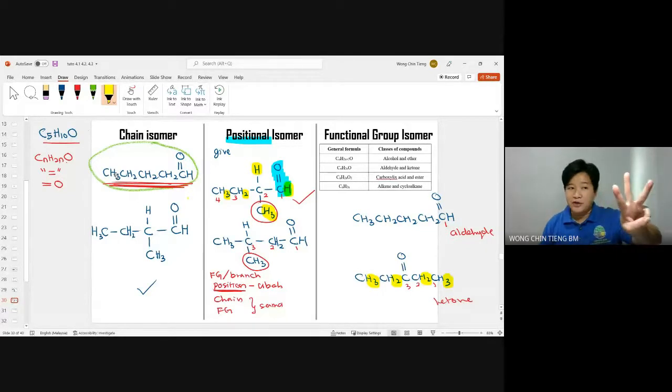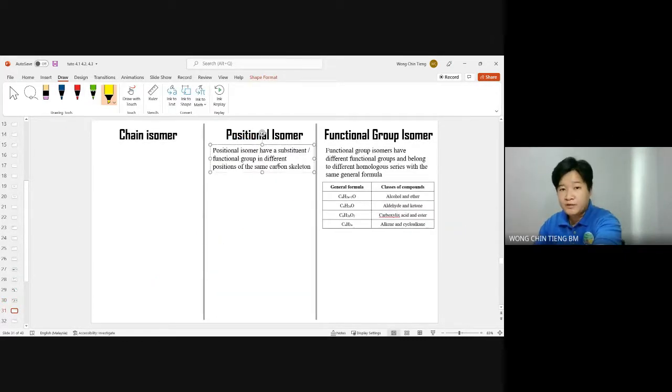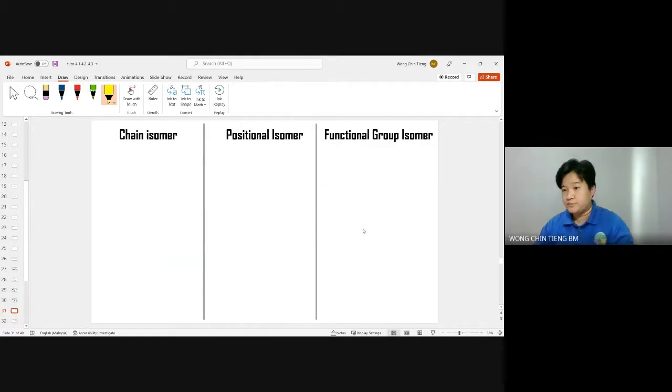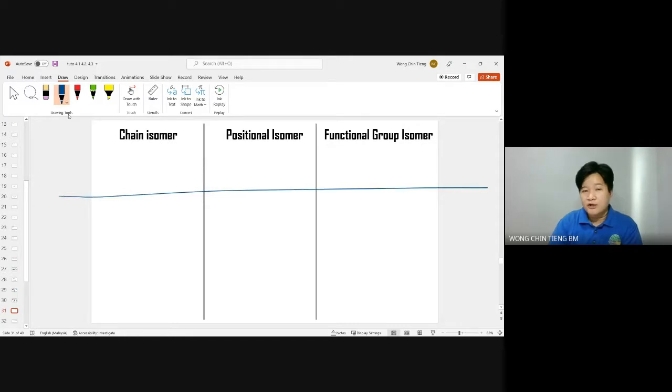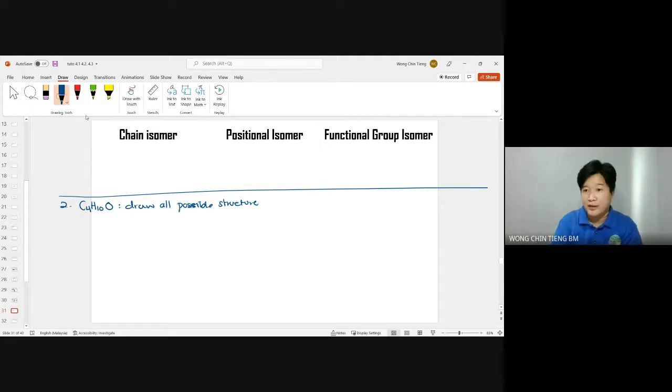So 3 different type of question. We have discussed 2. One more type of question is the type in your question 2. Soalan question 2 adalah C4H10O and draw all possible structure. Dia ada perkataan draw all possible structure. Betul? And this is the type of question yang budak akan struggle sikit. So listen carefully and draw together.